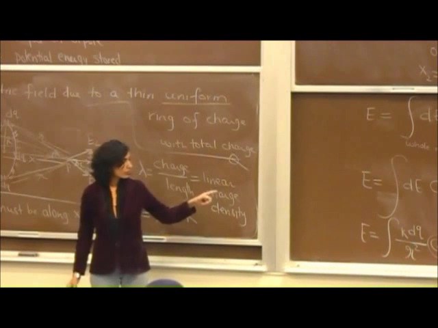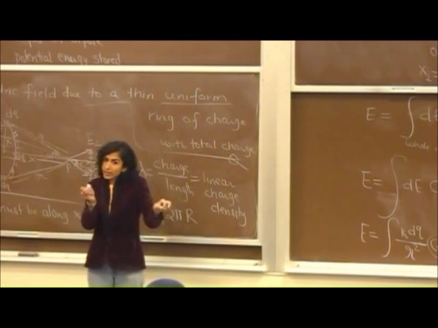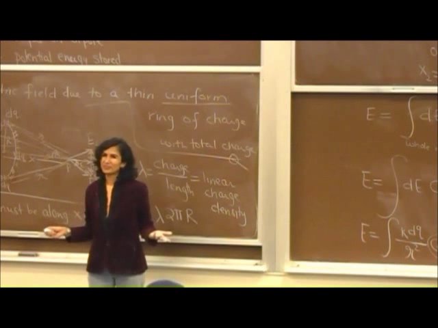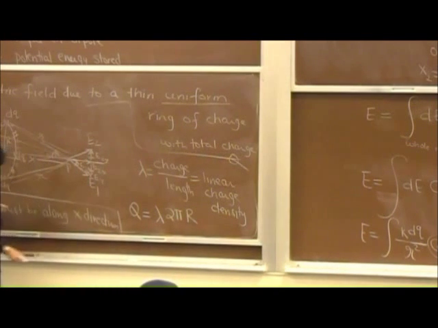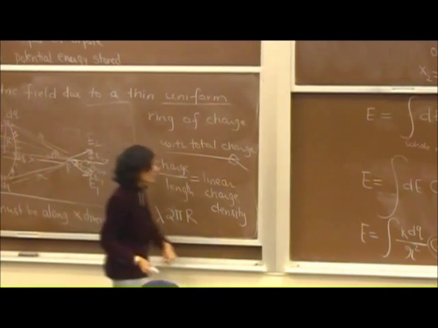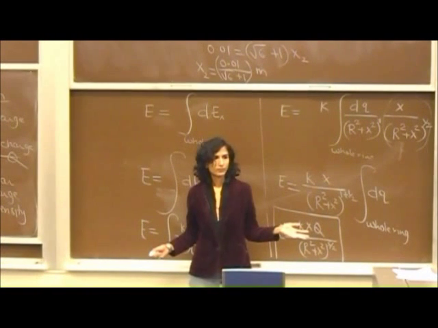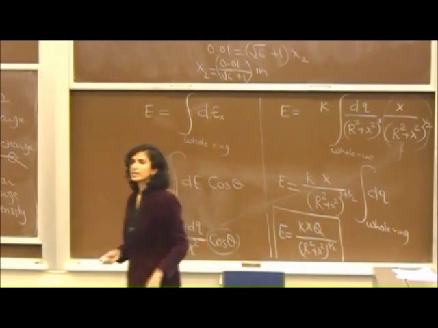This is the magnitude of the electric field at a distance x away on the axis of the ring, due to the charges all over the ring. Any questions about this? And the direction is along the positive x direction. So combining this with the magnitude, you have the full answer, right? Okay, now here is the thing.